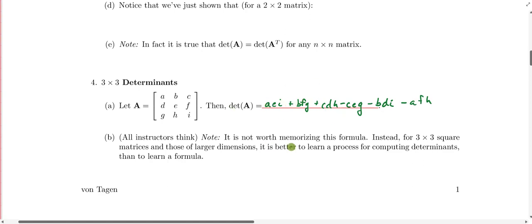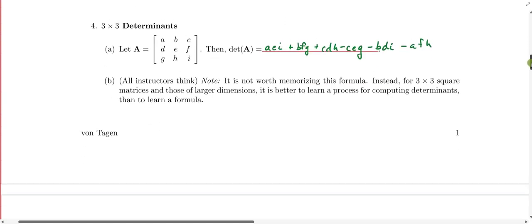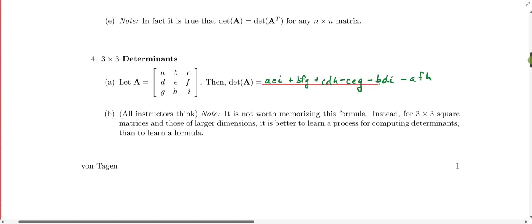Instead, we're going to compute the determinants through a process called expansion by minors, which we'll see on the next page. So I think all instructors would agree it's not a good idea to just memorize this formula, although this is handy if you were to be writing a program to compute the determinant. That might be helpful.